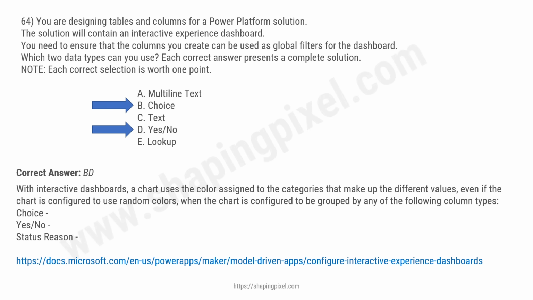With interactive dashboards, a chart uses the color assigned to the categories that make up the different values. Even if the chart is configured to use random colors, when the chart is configured to be grouped by any of the following column types: choice, yes and no, status, reason.